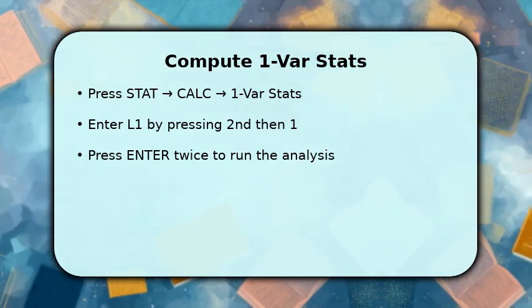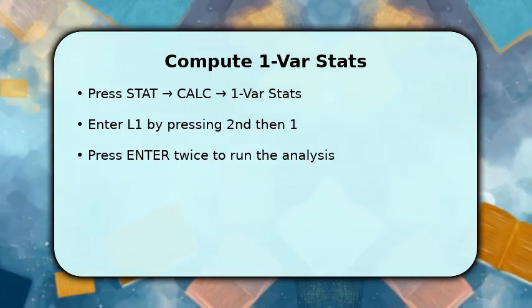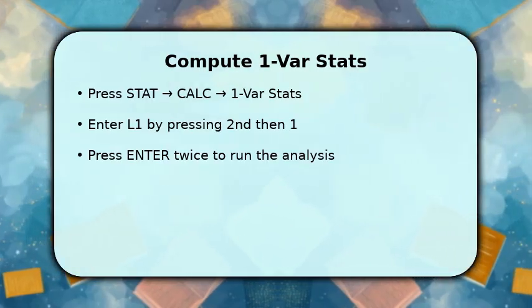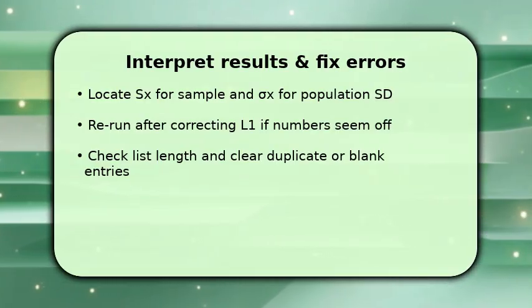The screen returns many values, mean, sum, and both population and sample standard deviation. Finally, read the results. Sx is the sample standard deviation and σx is the population version. Use the one that fits your context.